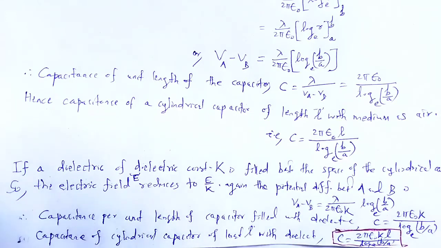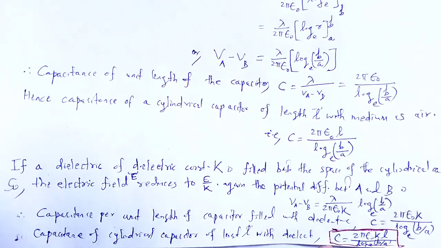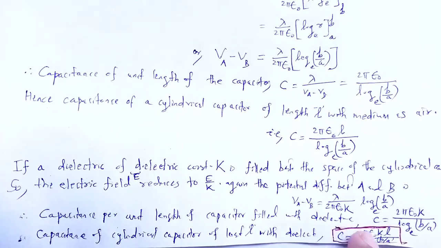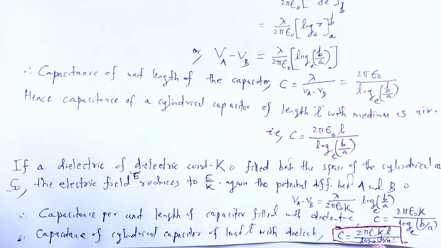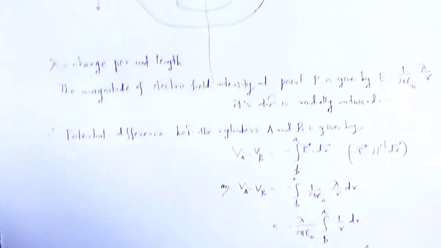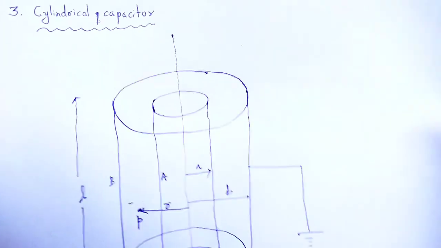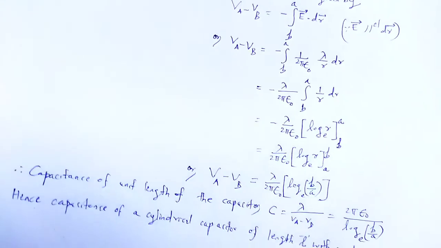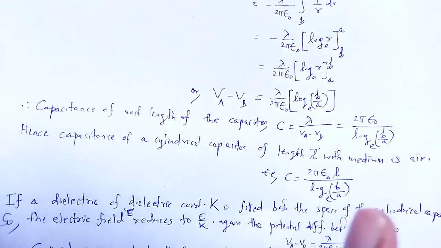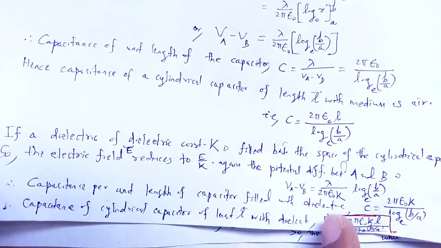This is the required expression for the capacitance of a cylindrical capacitor of length L filled with the dielectric. The capacitance is C equal to 2 pi epsilon naught K into L divided by log of B by A base e. Just multiply L in the expression. This is the required expression for a cylindrical capacitor when a dielectric is placed between them. First we take the expression with air as the medium and the unit length, then take the dielectric in between and find that expression.